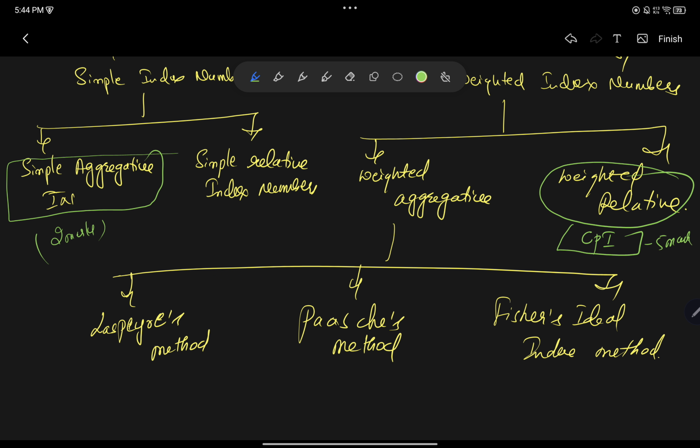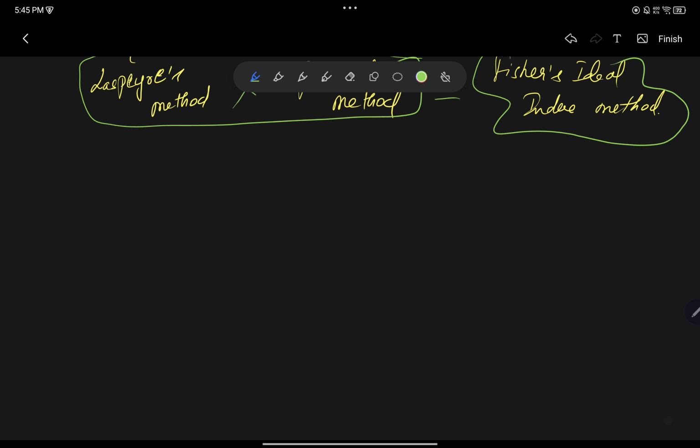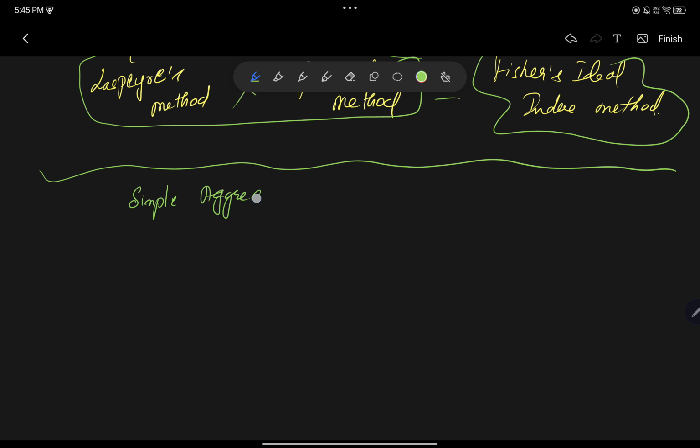Next, most importantly, the Fisher's ideal index method from the weighted aggregative method. To do Fisher's ideal index, we need Laspeyres' method as well as Paasche's method formula, then we will get Fisher's ideal index. In the upcoming videos, I will explain each of these methods with problems so that you can understand step by step and be ready for the examination. Out of this, we need to learn the simple aggregative method.